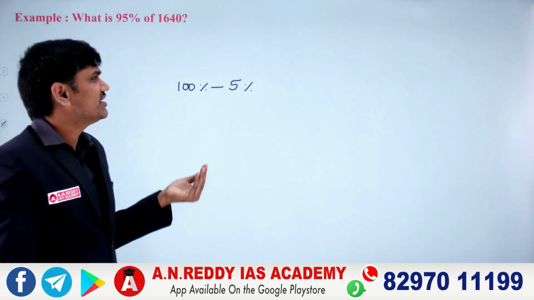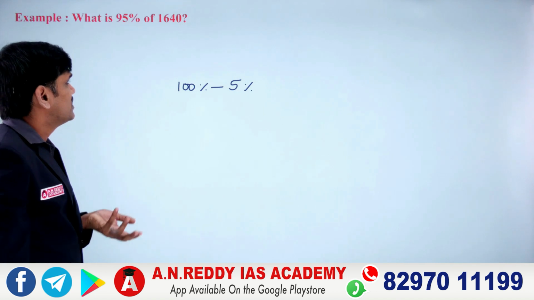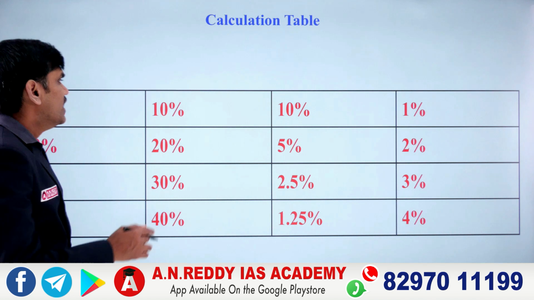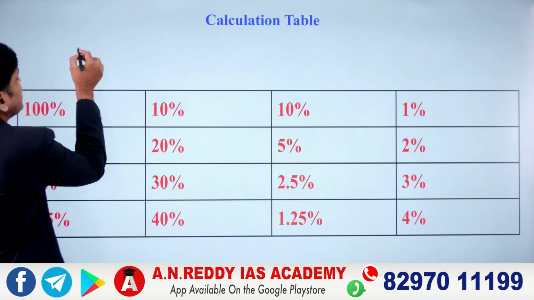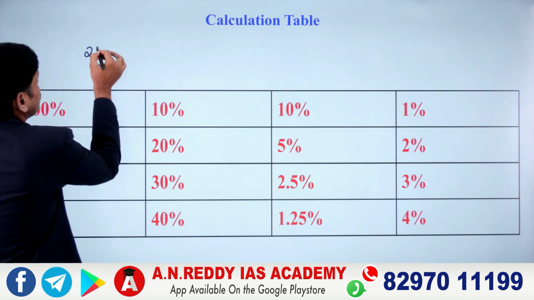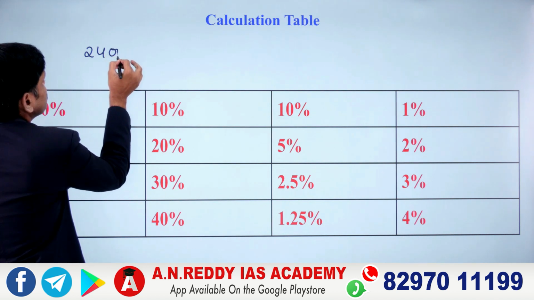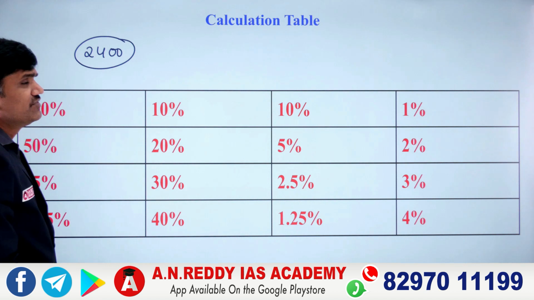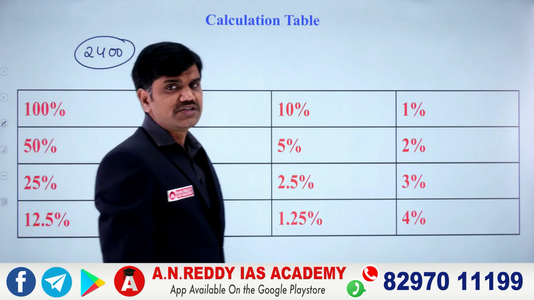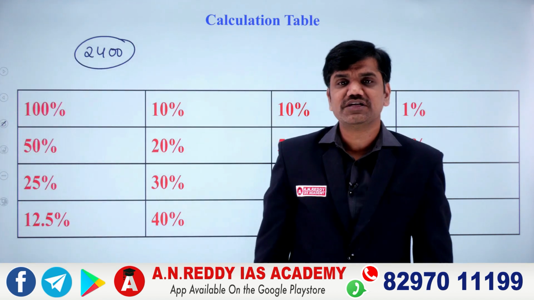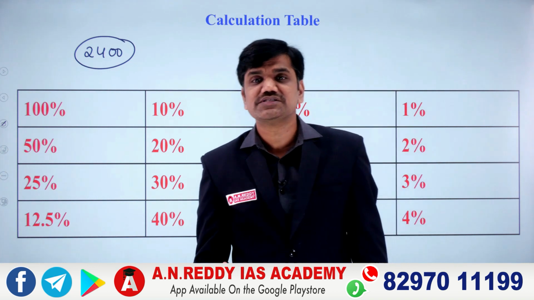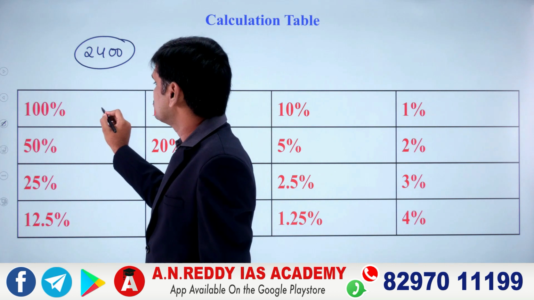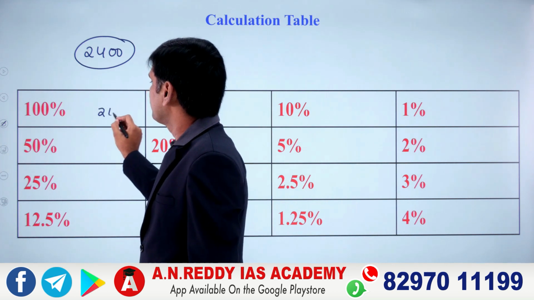So for you to do that, what are the basics that are needed? I am going to show you with a simple table here. I am taking a number which is 2400, and I am going to take different percentages of that number. So please remember, 100% of a number is nothing but the number itself. So 100% of 2400 is nothing but the number itself. That's why it will be 2400 only.